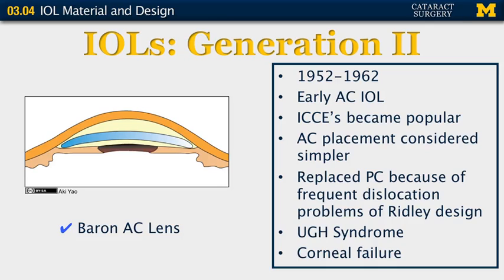The problem with these lenses is they were associated with uveitis glaucoma hyphema syndrome. The edge of the implant tended to erode into the vessels located in the anterior chamber angle, and patients suffered from chronic inflammation as well as spontaneous hyphemas. In addition, these lenses frequently led to corneal failure over time.